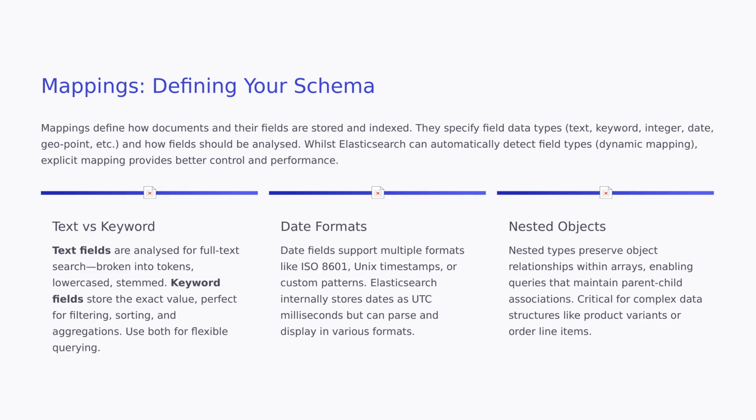What defines the schema of your documents in Elasticsearch? Mappings. They dictate how fields are stored, indexed, and analyzed. Text fields are for full-text search, while keyword fields store exact values for filtering and sorting. Date fields support various formats, with Elasticsearch internally using UTC milliseconds. Nested objects maintain relationships within arrays, crucial for complex data structures. Explicit mappings offer better control and performance than dynamic mapping. Use both text and keyword fields for versatile querying. Remember, mappings are key to optimizing your Elasticsearch setup for efficient data handling.